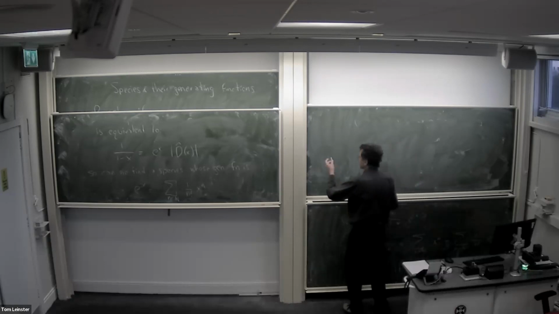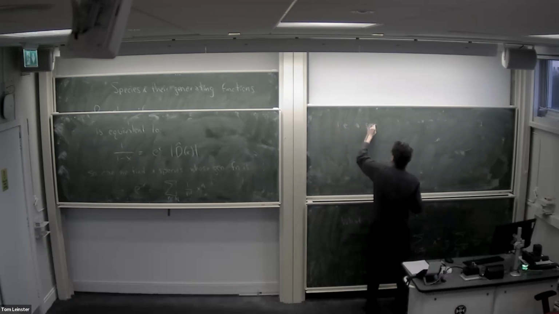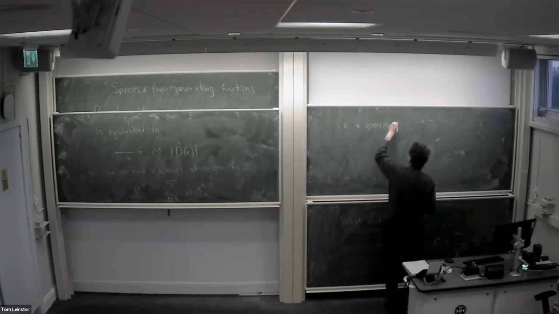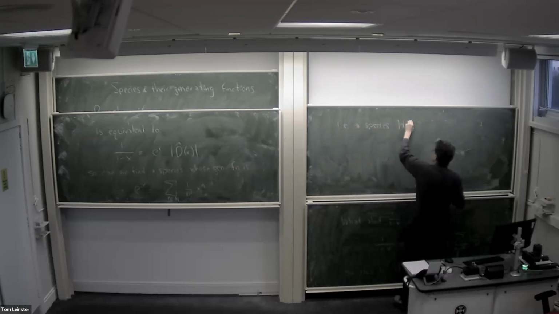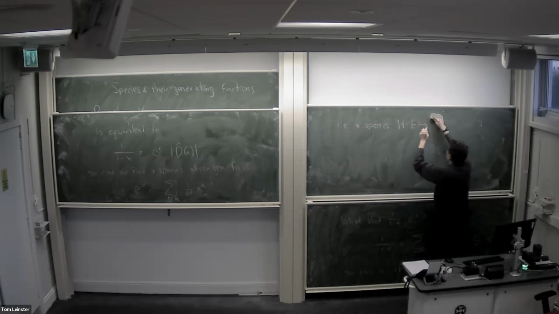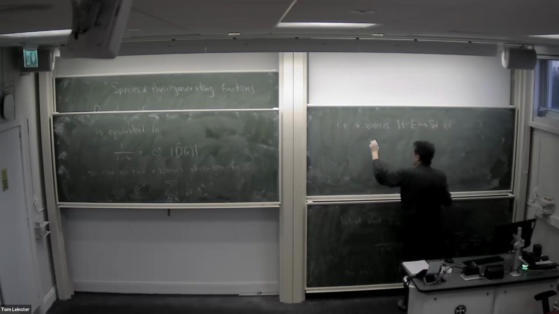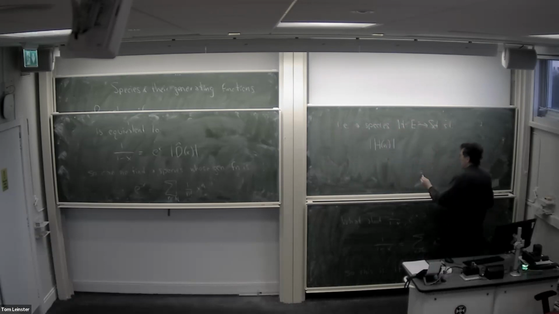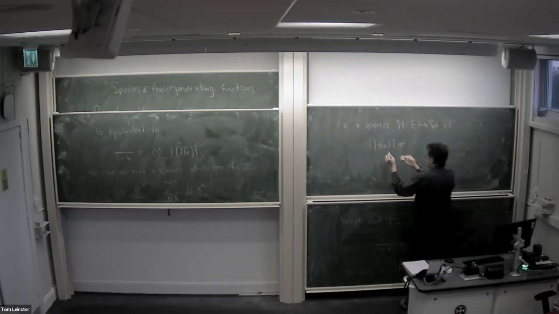So think about it while I write some stuff. I.e., a species H such that the number of ways to put that type of structure on any n-element set, or any finite set, is just one.